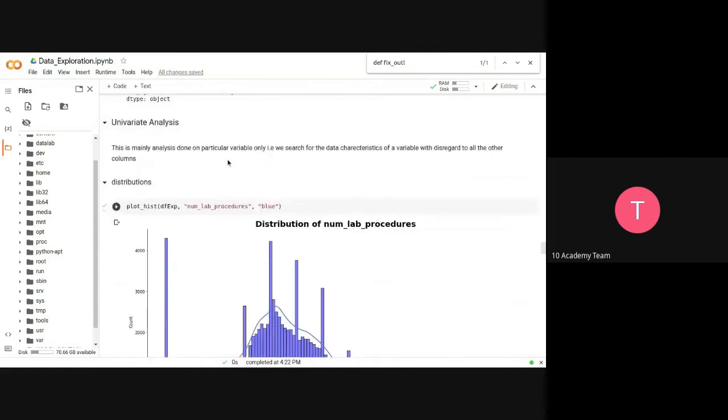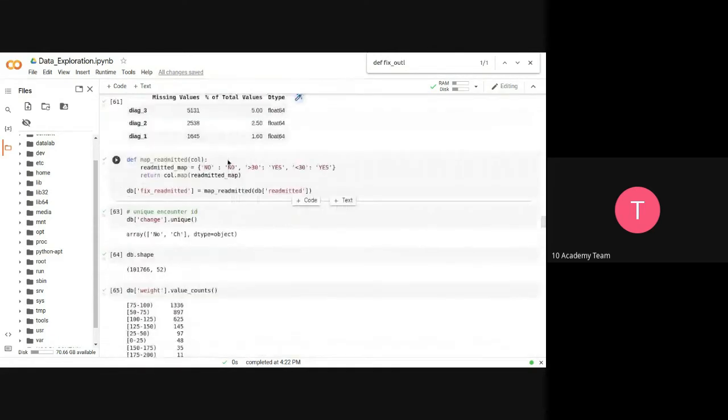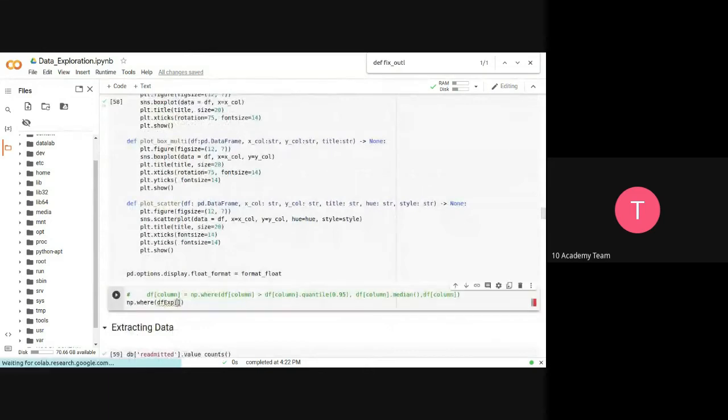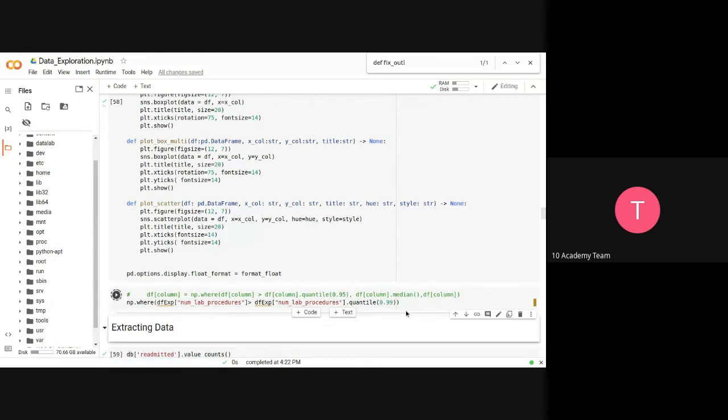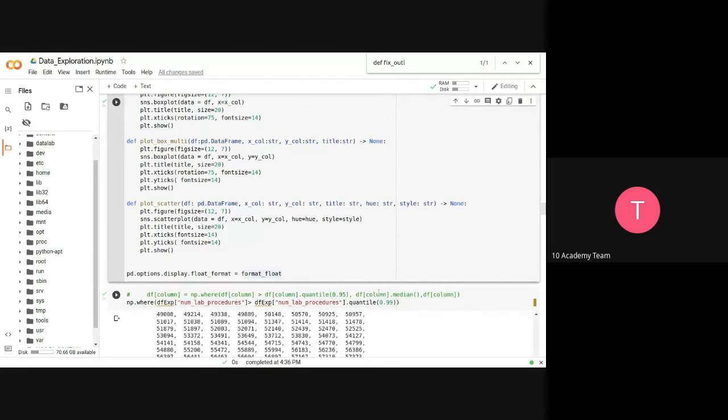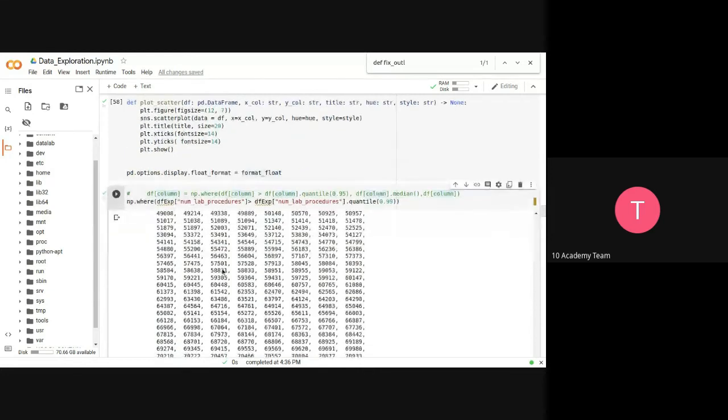So we can go here where the number of lab procedures is greater than the df experimental number of lab procedures dot quantile. And you can specify this to be 0.99, for example, if we're checking to find those values. What we get back here is actually the index.